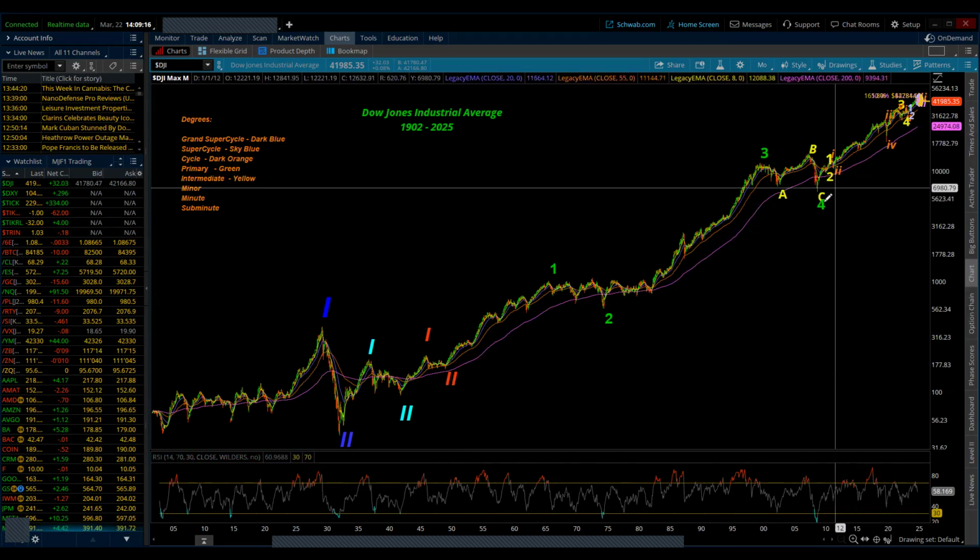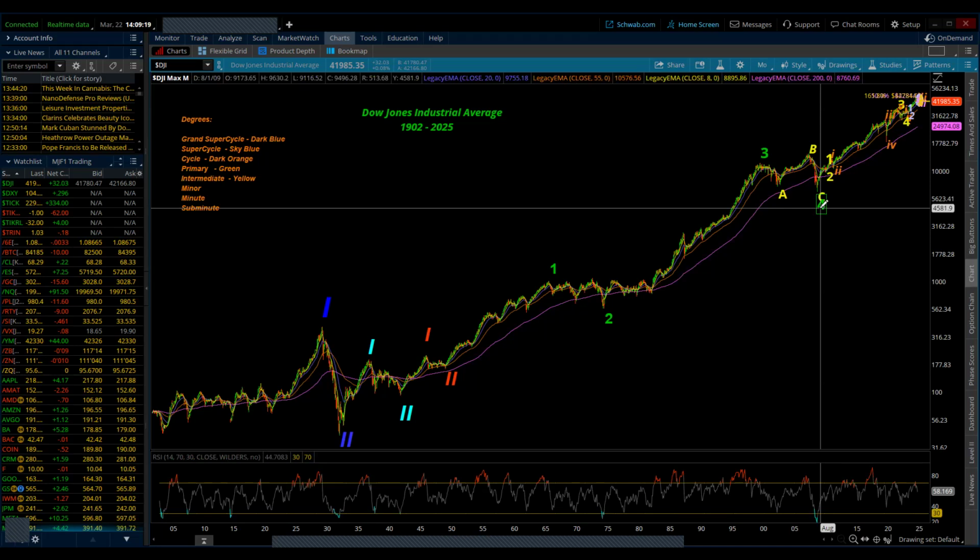Cycle, what's one lesser? Primary. So, in essence, what I'm looking at here is, on the basis of the Dow, when we finish this magnificent rally, which we're still involved with, by the way, then what's going to happen is it's going to be a major, major decline.